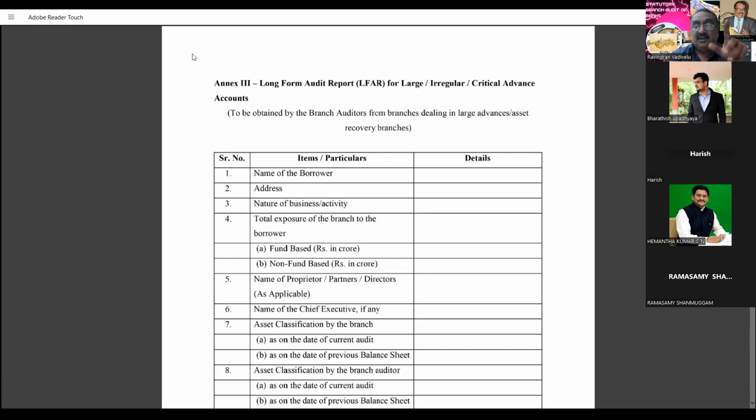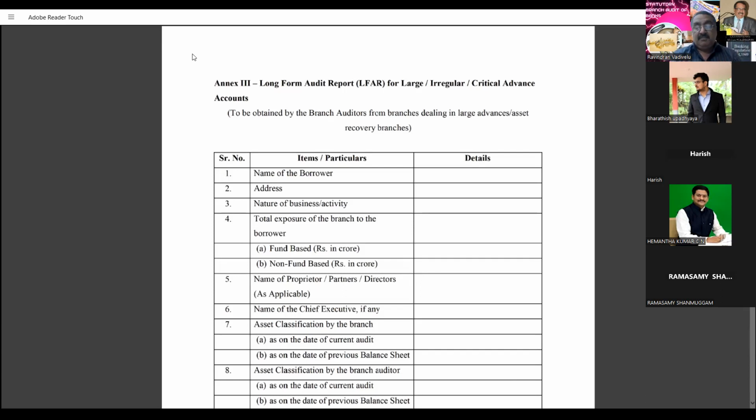I'll try to download that 1/4/2022 RBI circular with reference to NPA, and forward it in the meantime to your mail ID. You can download it and take a printout if you want. But before going to the audit, please go through the 1/4/2022 RBI master circular, based on which you have to do the NPA classification.